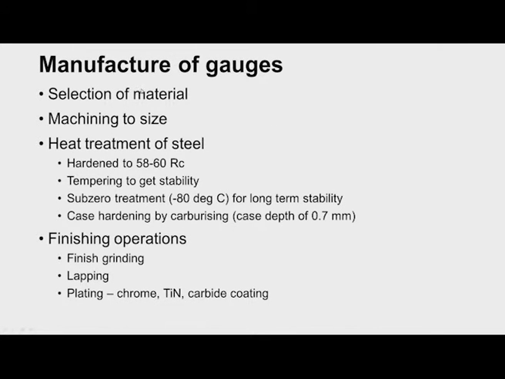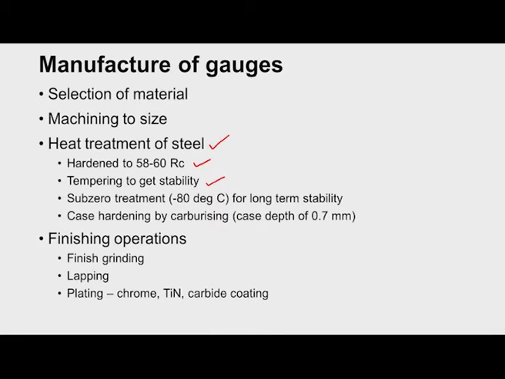Now coming to the manufacture of gauges, initially the proper material should be selected, and then machined to size. Initial machining is made, like a turning operation, or a milling operation if it is a flat surface. With some allowance, machining is to be performed, and then if it is steel material, some kind of heat treatment is required to increase the hardness to 58 to 60 Rockwell C, and then tempering is also performed on the material to get the stability.